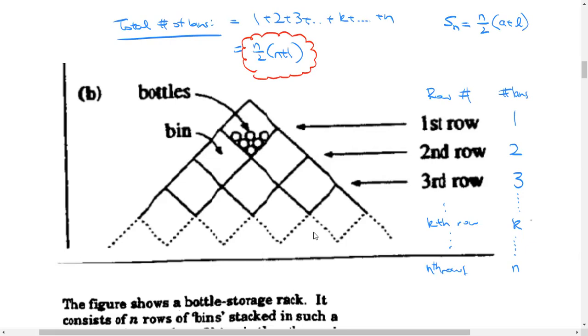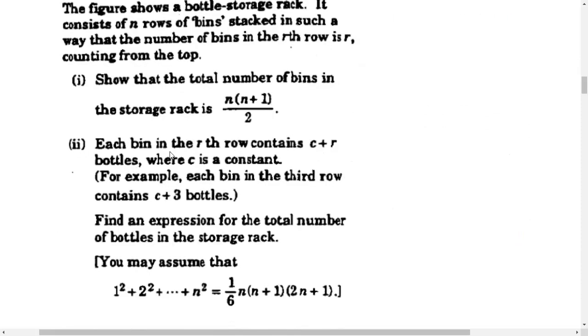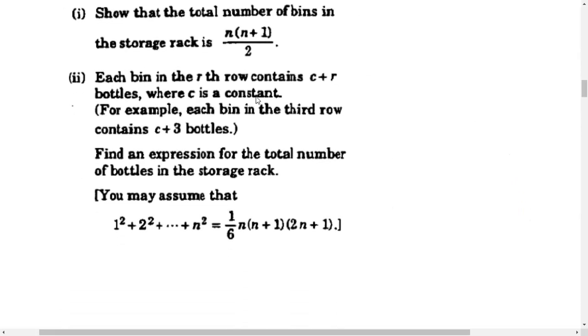Now part 2, though, asks you to get an expression for the number of bottles. Now, that needs us to get some idea of what's going to happen with the bottles. So let's take a look. Each bin in the rth row contains c plus r bottles, where c is a constant. For example, each bin in the third row contains c plus 3 bottles. So find an expression for the total number of bottles in the storage rack with this assumption.